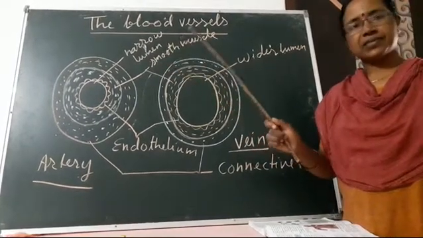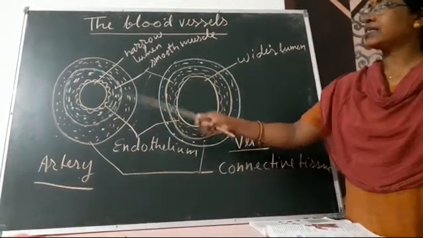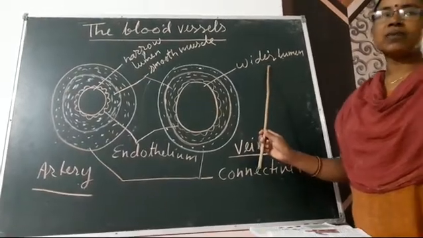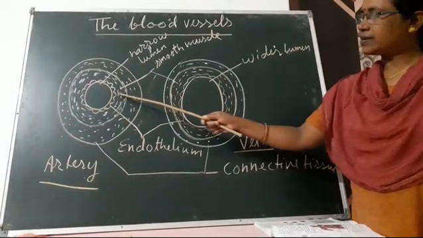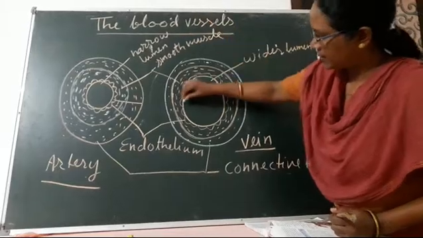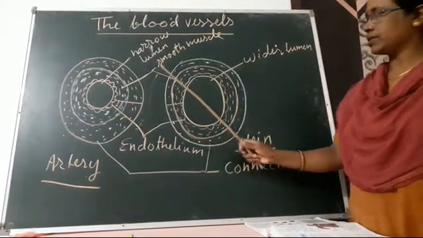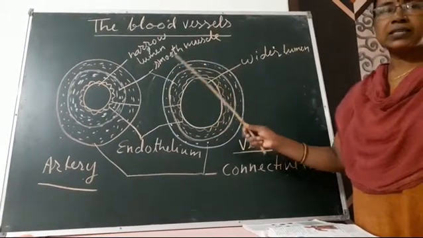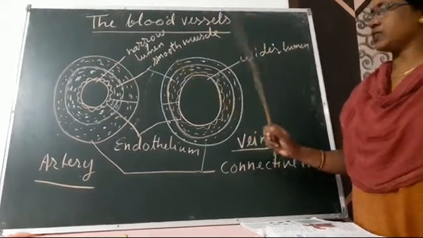Especially when they ask for structural differences, you have to say the artery has a narrow lumen and the vein has a wider lumen. That is one difference. Second difference, the artery has a thick muscular wall. You can see from here to here the diameter, and this diameter. The artery has a thick muscular wall, and the vein has a thin muscular wall. So these are the two structural differences you can write when you are asked this question.